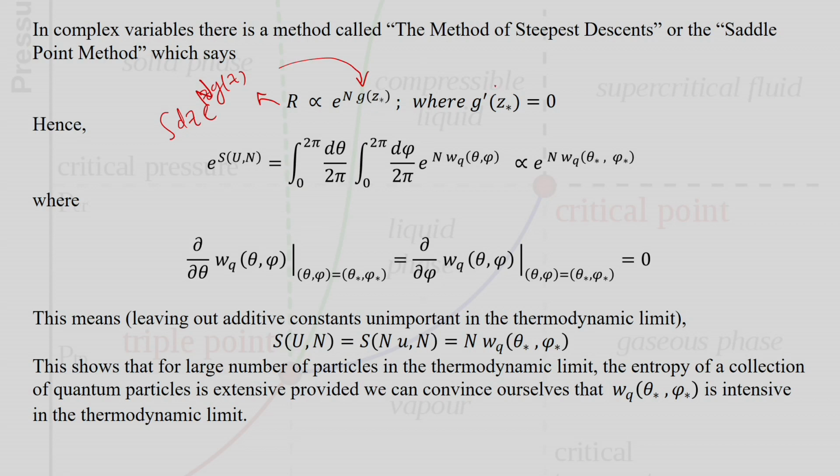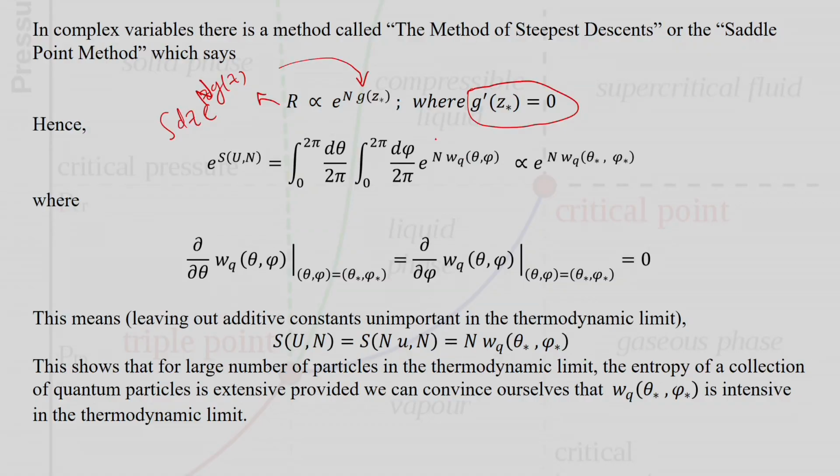and where this z star is basically the zeros of the, it's called the saddle point. So, it's the location of z where the first derivative of g becomes 0. So, it's actually a saddle point because it's minimum in one direction, maximum in the other direction. So, it's resembling a saddle.